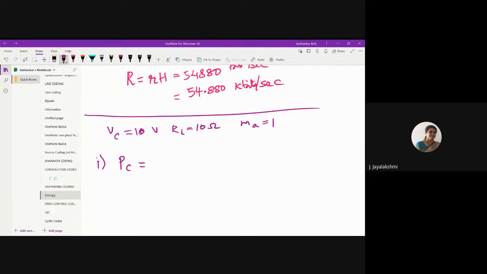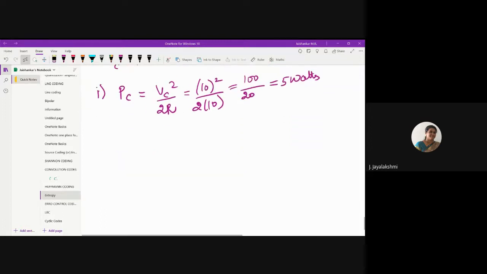So what is the carrier power? Carrier power is Vc square divided by 2R. So it is 10 square divided by 2 times 10, or 100 by 20. So obviously it is going to be 5 watts. So this is the first.